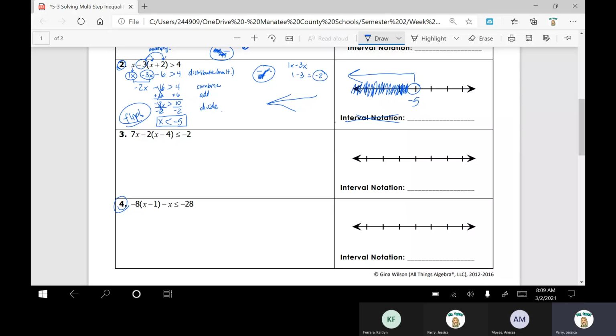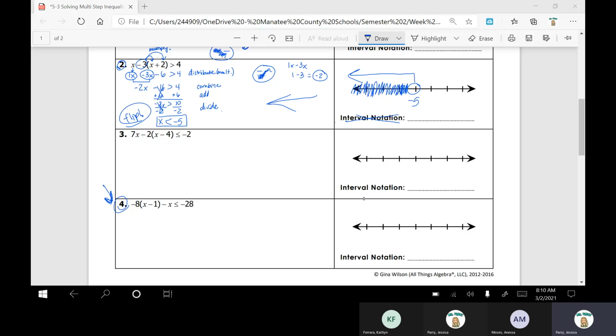First thing you want to do is get rid of the parentheses. How can I get rid of the parentheses in number 4? What should I do first? It starts with a D. I see someone typing. Distribute. Perfect. So let's go ahead and distribute.